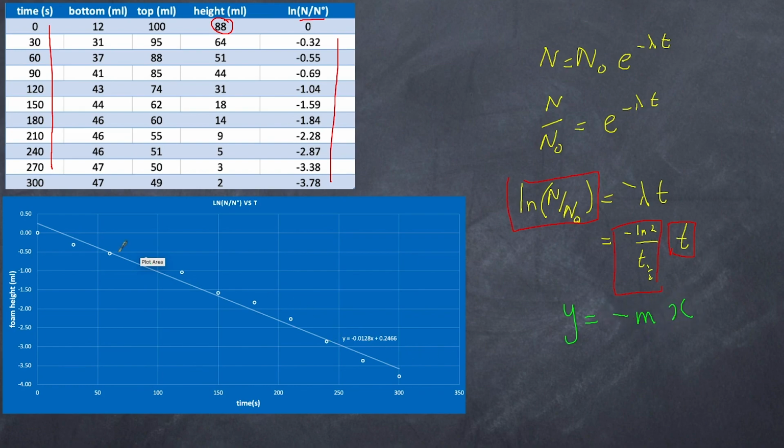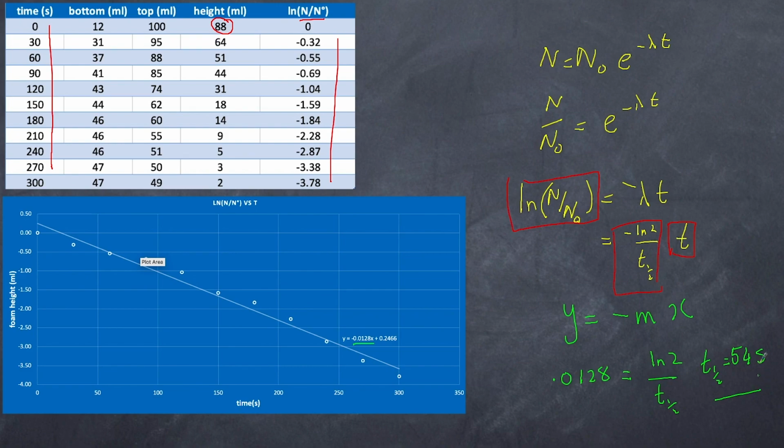So that formula becomes the formula of y is equal to negative mx. So my slope of this line, and you can see what I've done here, I've graphed the data here, and I get a lovely linear fit. My slope, which is this here, is my ln 2 over the half-life. So now let's look at that mathematics. I'm getting the slope, which is 0.0128. That equals natural log 2 over my half-life, and if I then work out my half-life, I'm going to get a value of 54 seconds.